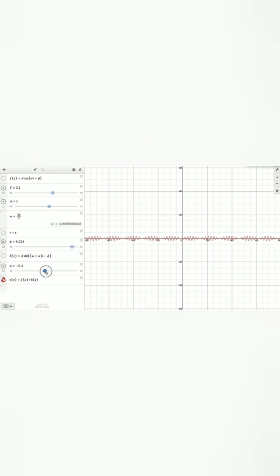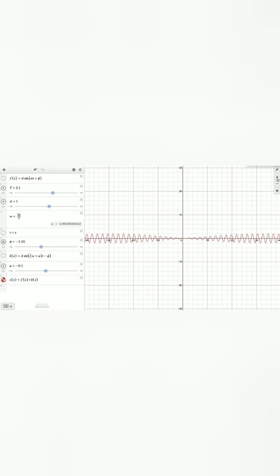What happens in a beat is that when two waves of almost similar frequency superpose with each other, a beat is formed. This is similar to the CRO demonstration I have shared earlier, and this is it for today.